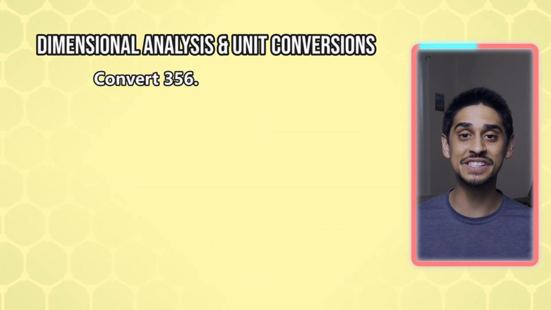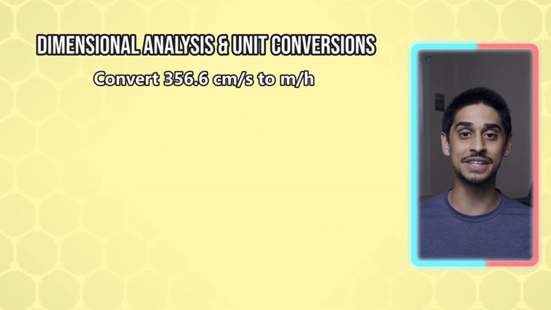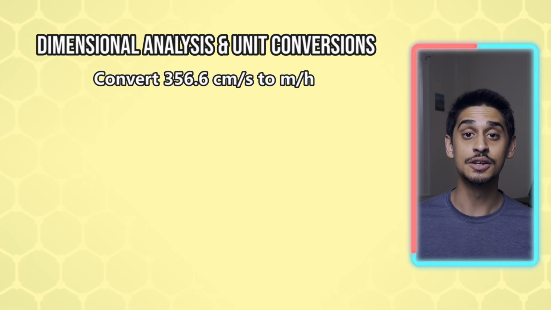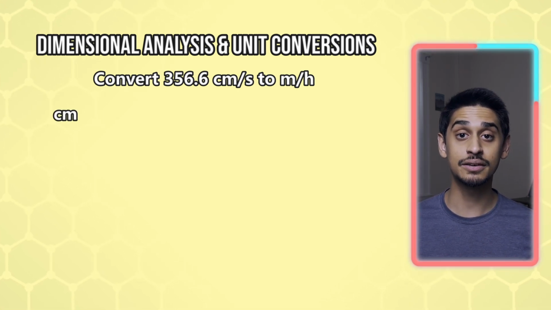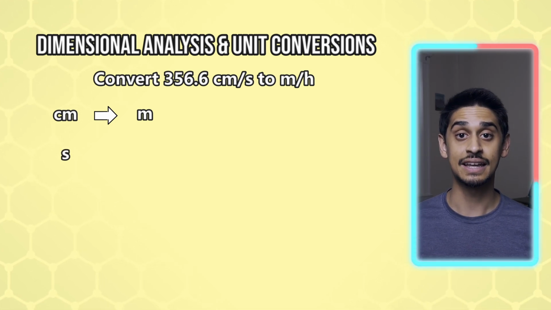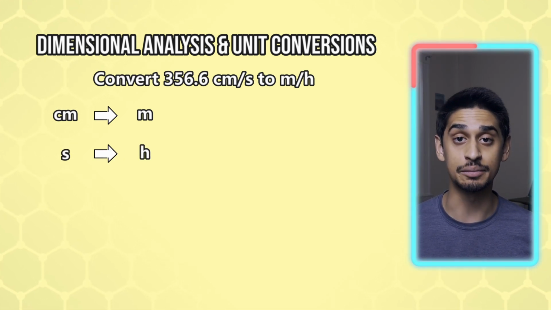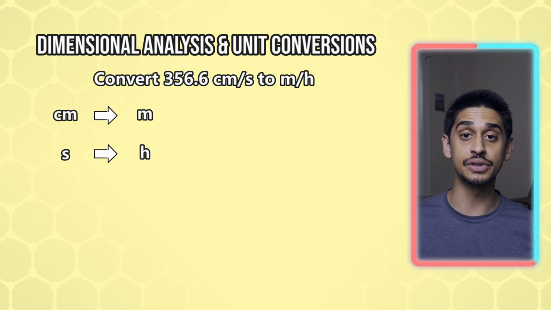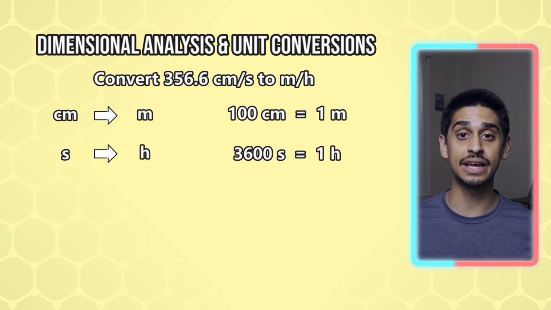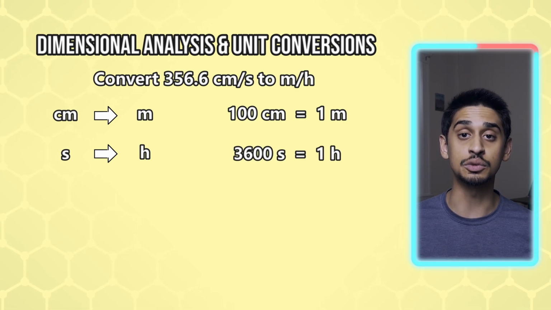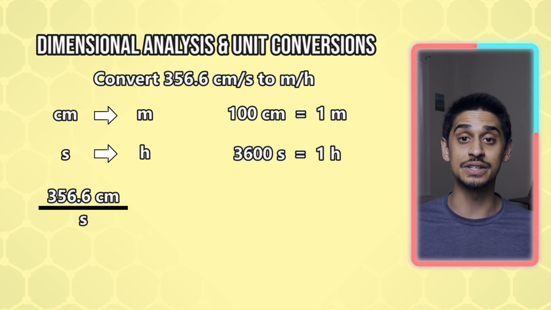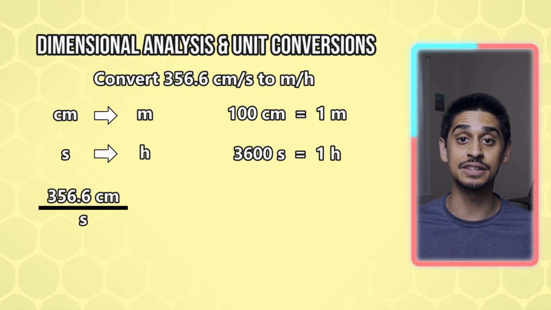Convert 356.6 centimeters per second to meters per hour. We have a length dimension and we have a time dimension. So we'll match up the centimeter and the meter as our length dimension, and we'll match up the second and the hour for our time dimension. So the two unit conversion relationships we need for this problem are 100 centimeters equals 1 meter and 3,600 seconds equals 1 hour. Second, we'll write out the initial quantity we have, which is 356.6 centimeters in the numerator, and we'll write seconds in the denominator.